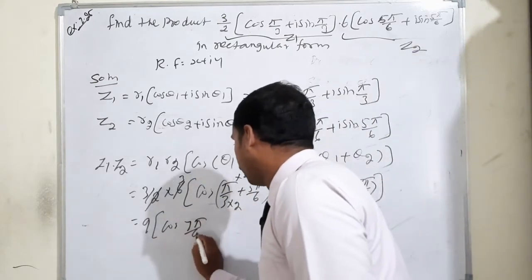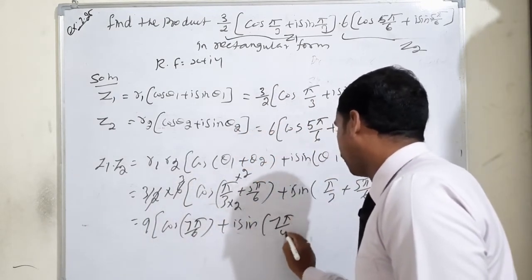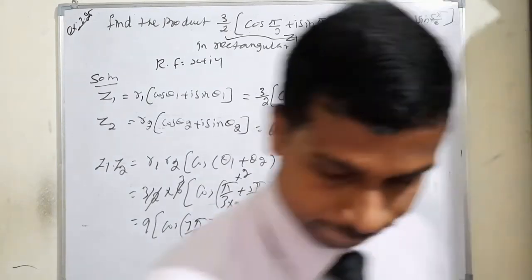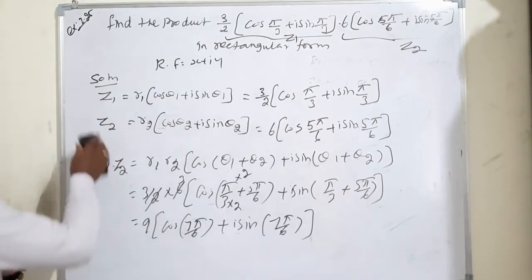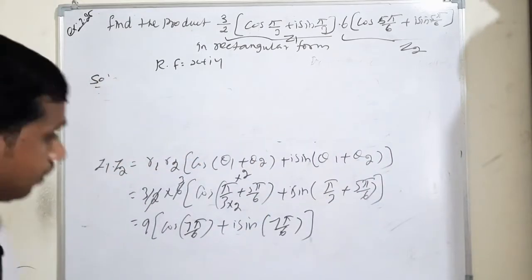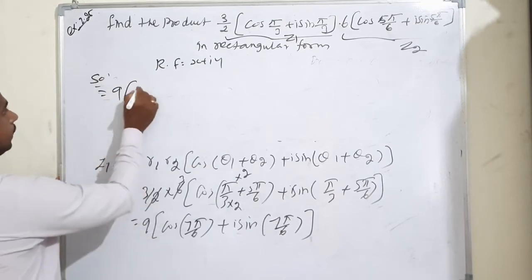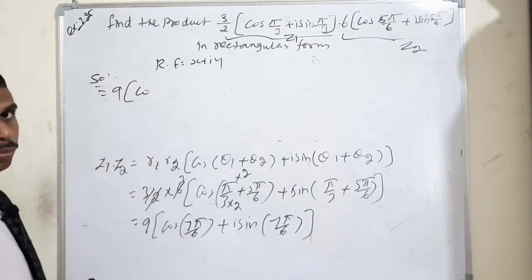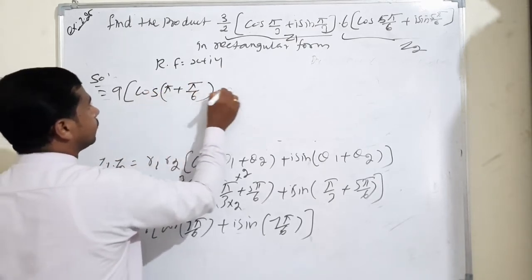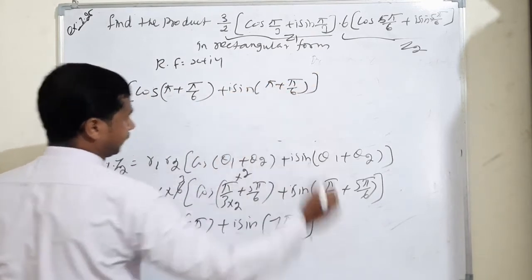So 7 pi by 6 plus i sin 7 pi by 6, isn't it? So now, again, how to rearrange? 9 constant as it is. So 7 pi by 6 we can write as pi plus pi by 6: cos of pi plus pi by 6, plus i sin of pi plus pi by 6.